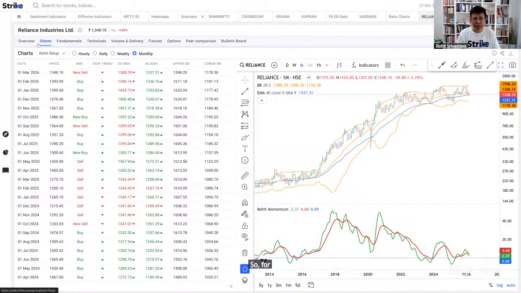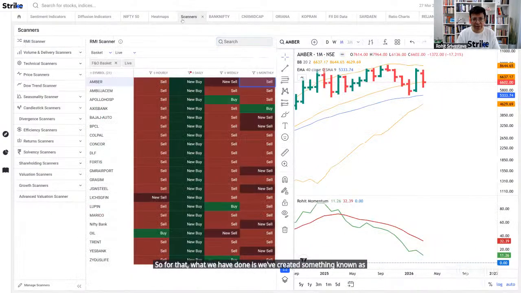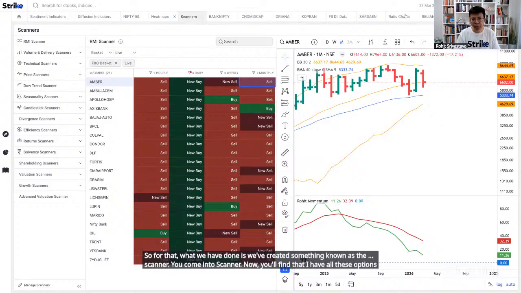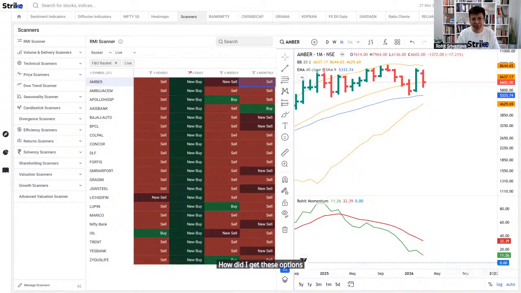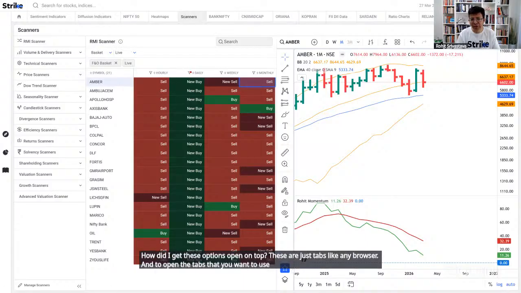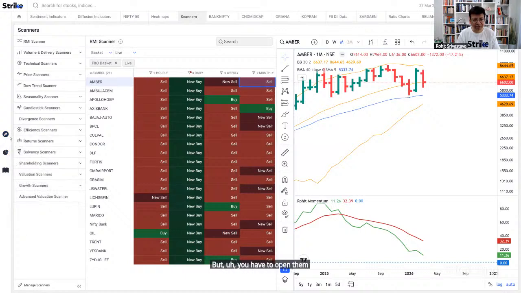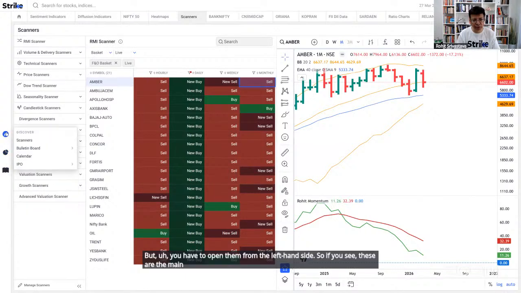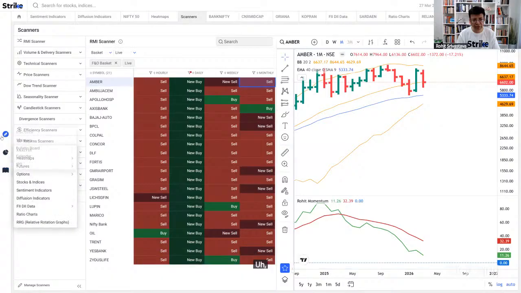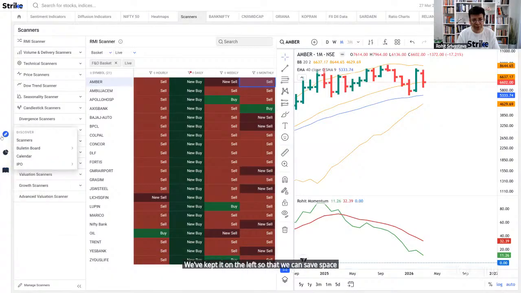So for that, what we have done is we've created something known as the RMI scanner. You come into scanner. Now you will find that I have all these options open on top. How did I get these options open on top? These are just tabs like any browser. And to open the tabs that you want to use, and they'll stay open all the time, you have Strike open. Whatever you're using will stay up there just like in a browser. But you have to open them from the left hand side. So if you see, these are the main menus. We've not put it on top. We've kept it on the left so that we can save space for you to have your drawings.